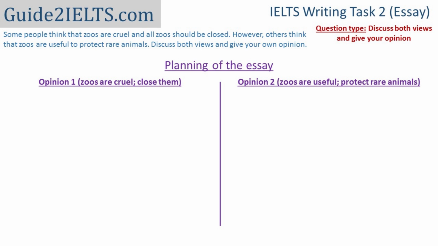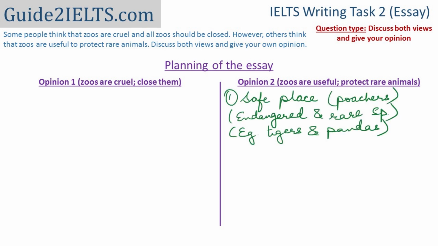We'll now start planning the essay. First, we'll list out the reasons why zoos are useful. First point, they are a safe place for animals, especially from poachers. We can give an example of rare and endangered species here, such as tigers and pandas.